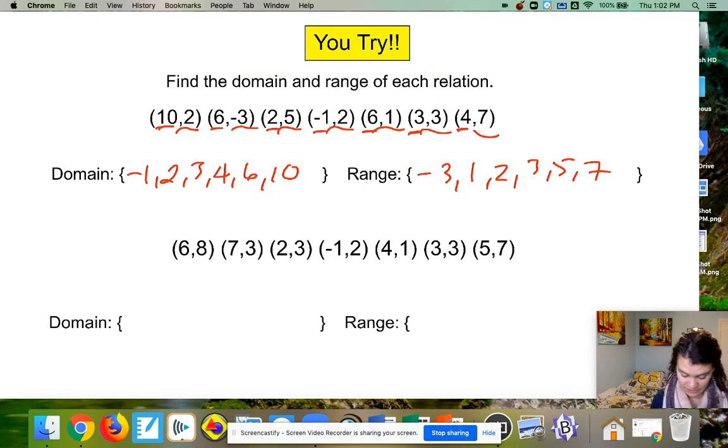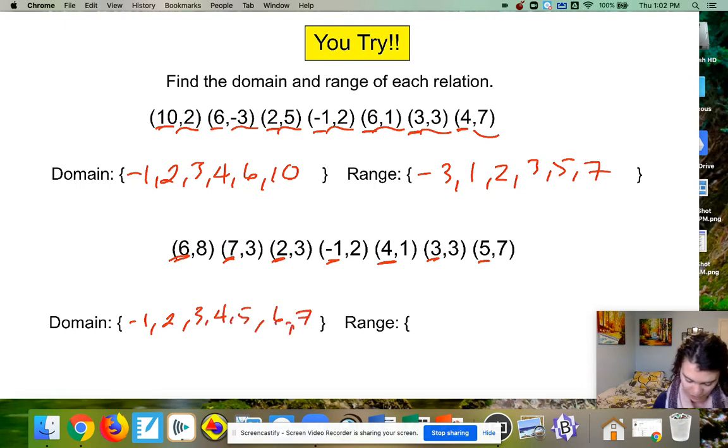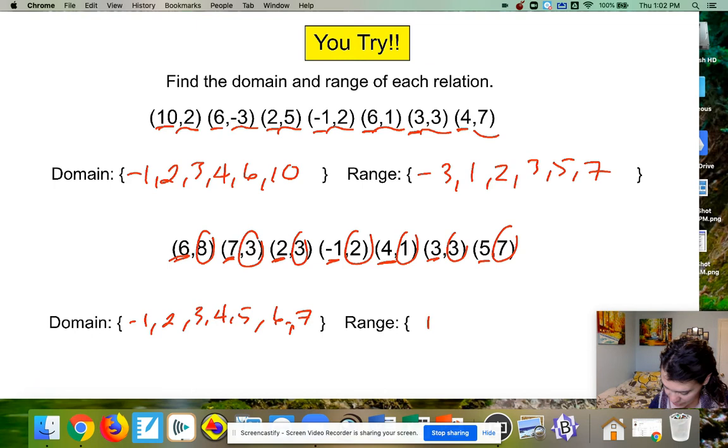Same idea for the next one. 6, 7, 2, -1, 4, 3, and 5 are your domain. So if you list those out in order, you'll get -1, 2, 3, 4, 5, 6, and 7. Range would be 8, 3, 3, 2, 1, 3, 7. And list those, you'll get 1, 2, 3, 7, and 8.